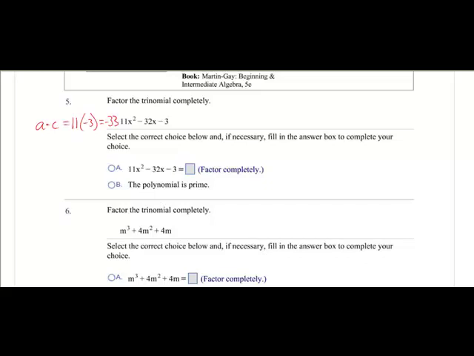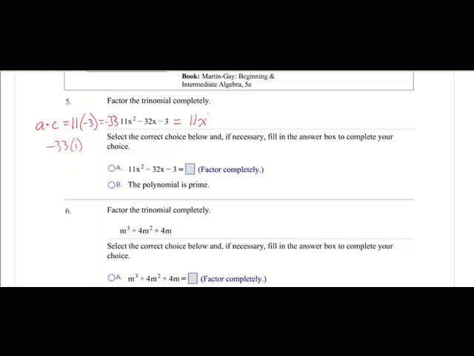So we're thinking, are there any factors of 33 that, since it's negative 33, if one's positive and one's negative, I add them, I get negative 32? Well, yes, there are. Negative 33 and positive 1. Because if I do negative 33 times 1, I get negative 33. And if I do negative 33 plus 1, I get negative 32. So in order to do factor by grouping, I'm going to split up this middle term.